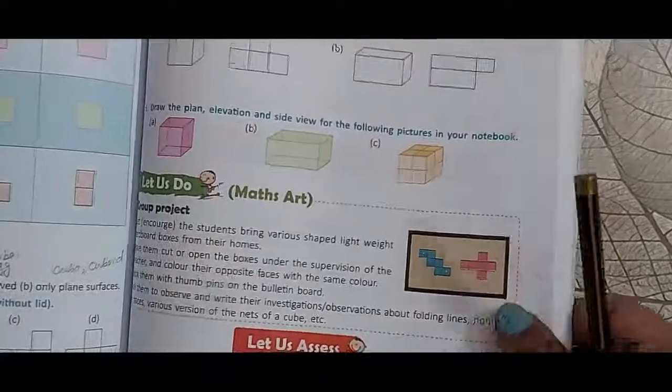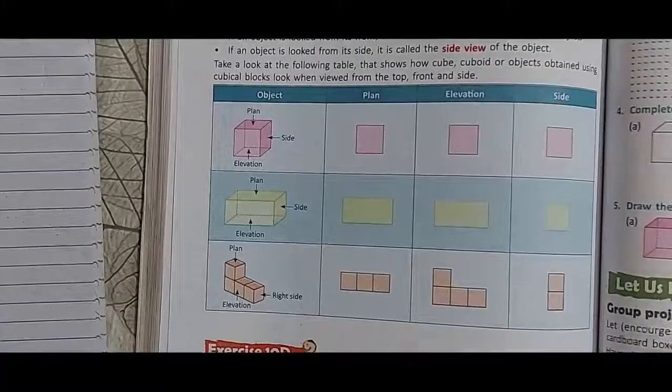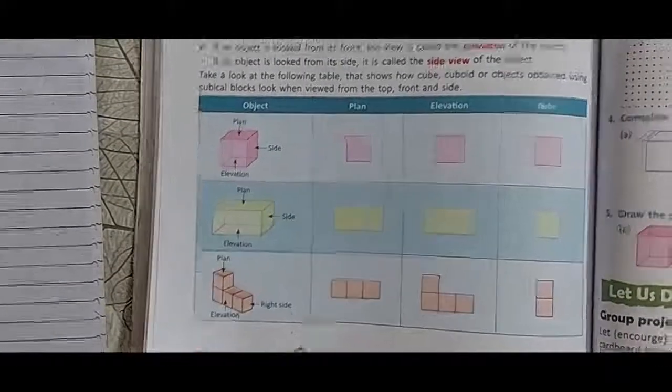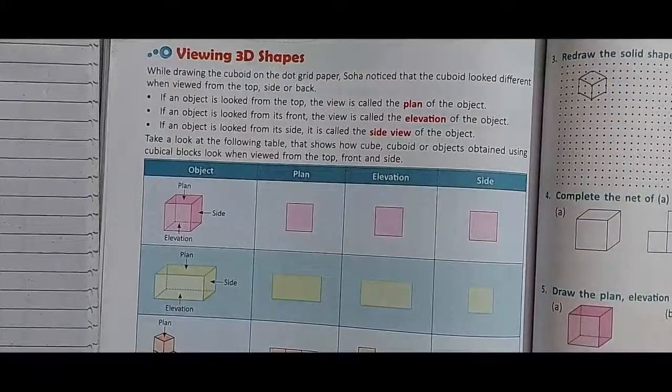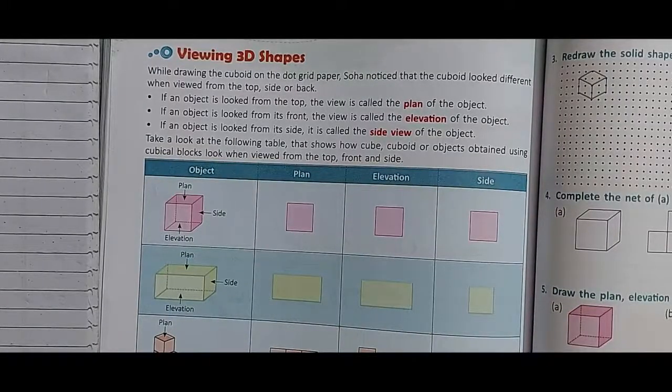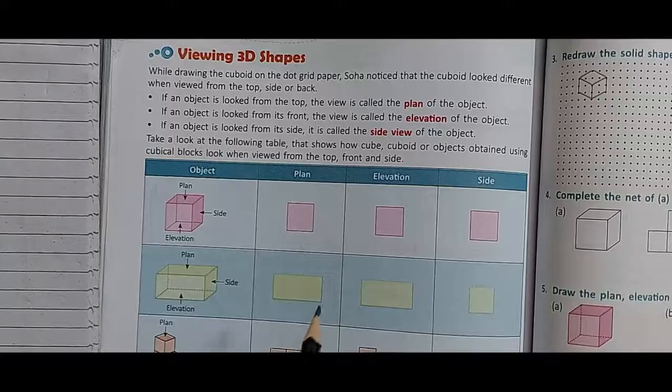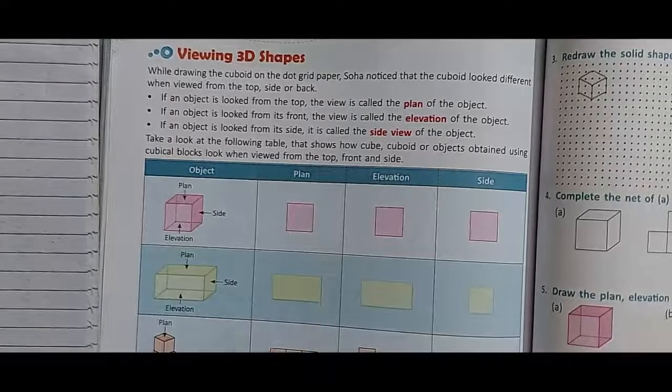Next thing that we will learn is viewing the 3D shapes. View means what? From which direction you view a shape. It can be from the top, or it can be from the side, or it can be from the front. So in 3 ways we view the shape.